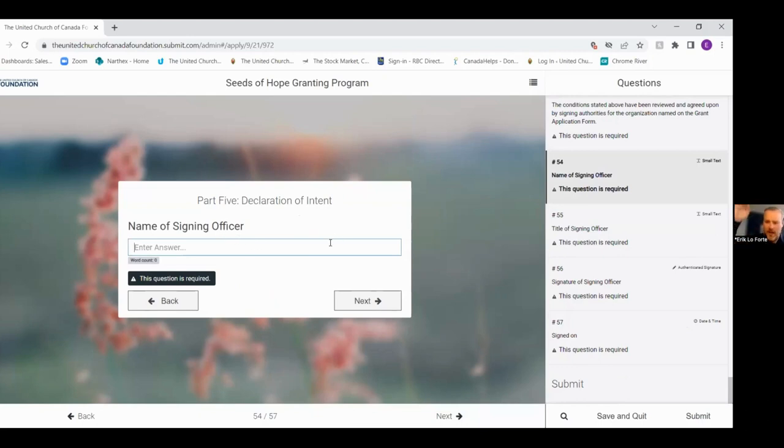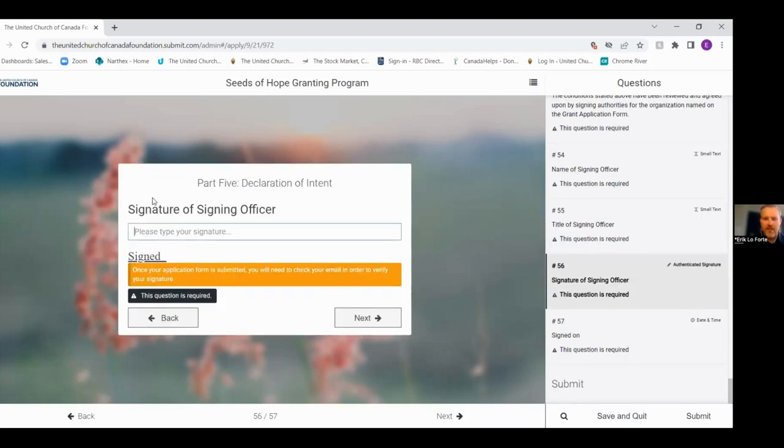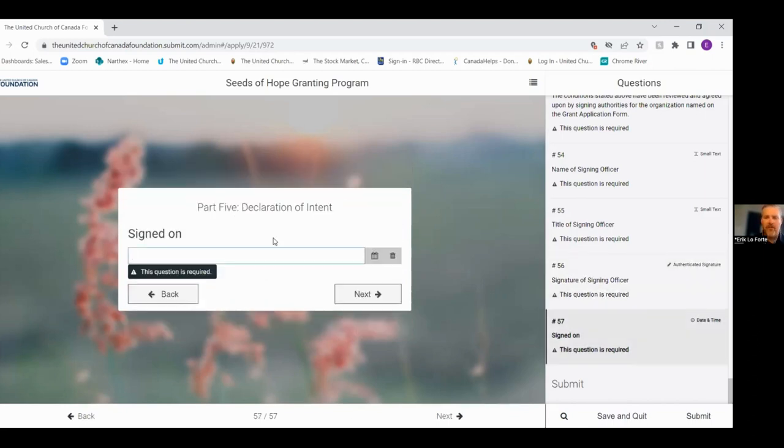Again, the next is the name of the signing officer. This could be the same signing officer as the first part, and it could be someone else. Rule of thumb is anyone that is signing off on this application should be someone of influence and leadership in your organization. Next, title of the signing officer, signature, same thing. You'll get an email saying that this is signed off. Please forward that to the individual. And then the date that it was signed. And then the next would be you click and it'll submit the application on behalf. And you will get a confirmation email once you have submitted the application.